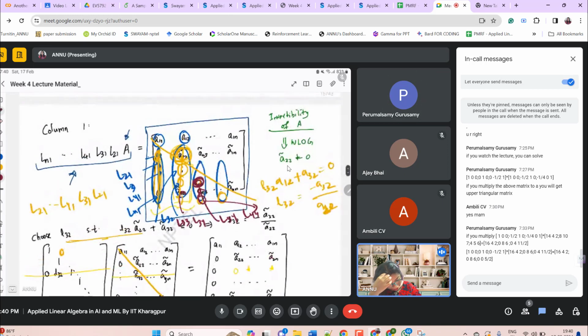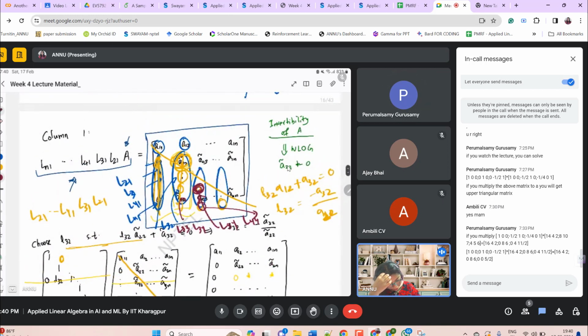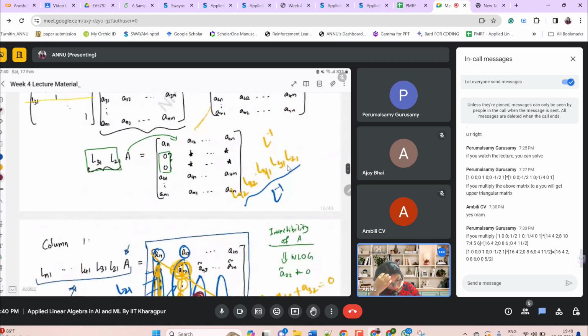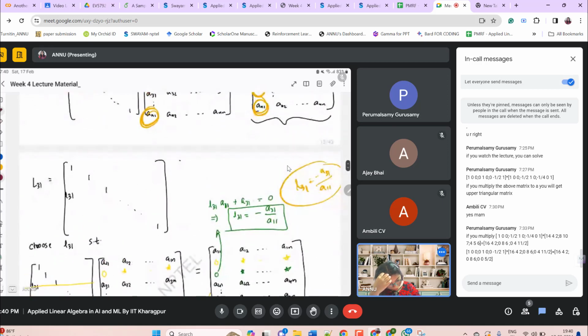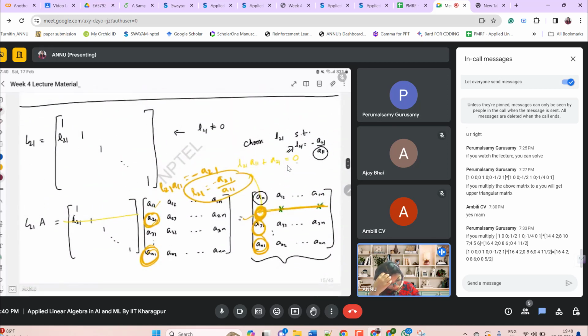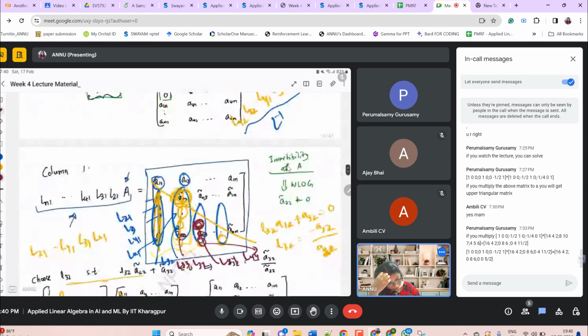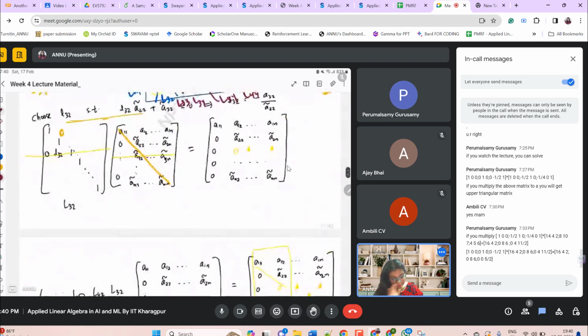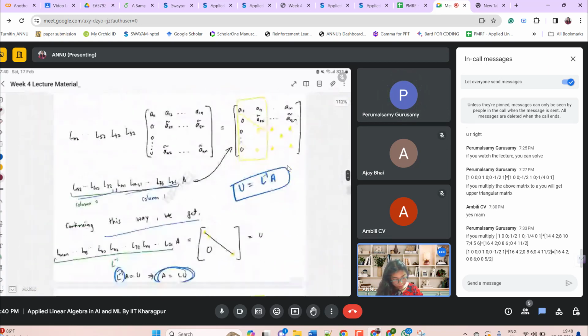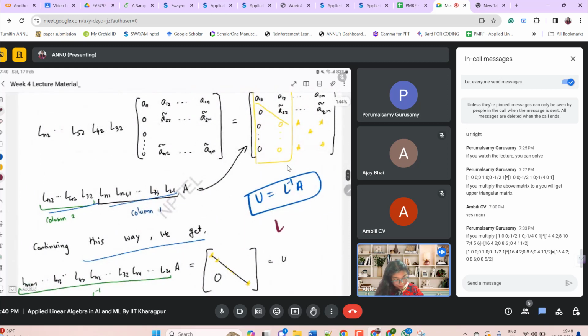And how will these values be? L21 we saw is minus A21 divided by A11. L31 is minus A31 divided by A11. I hope this is clear. This is very simple. So what we are trying to do is create the L matrix. So L inverse is nothing but this matrix.